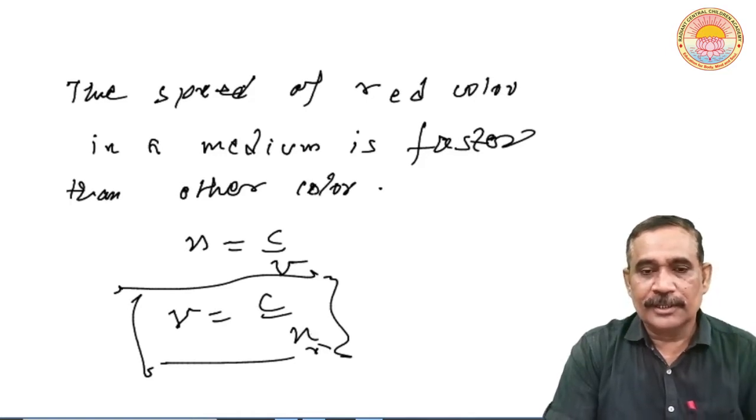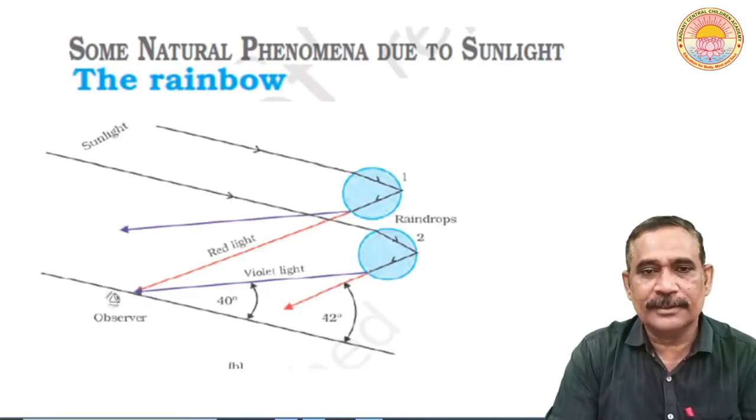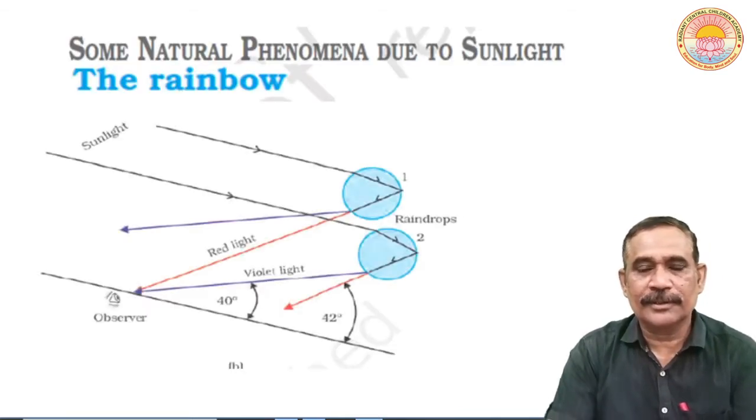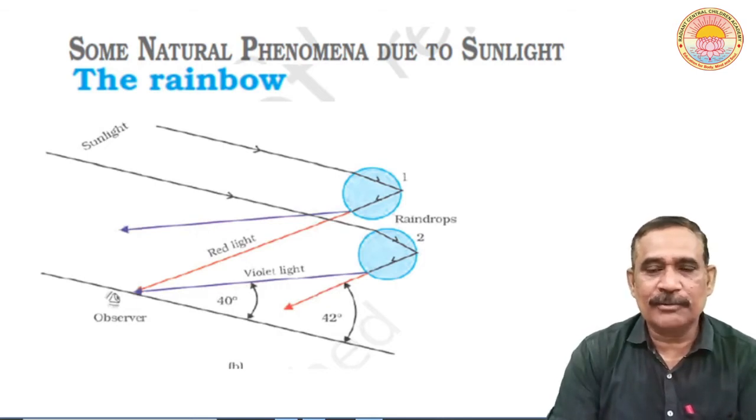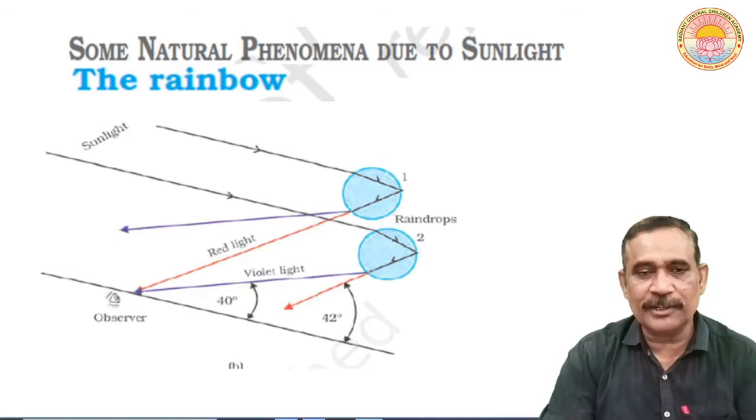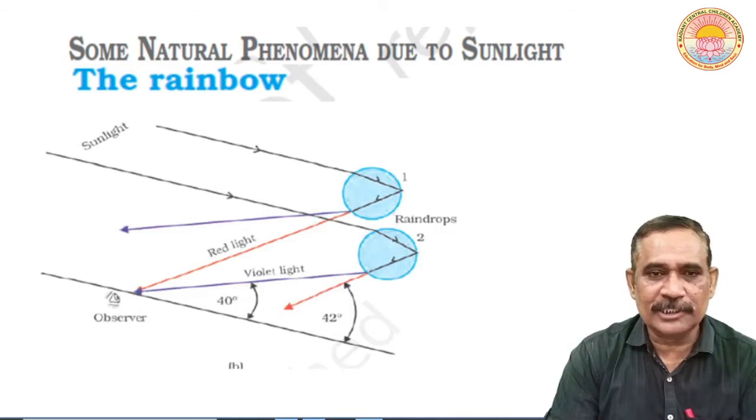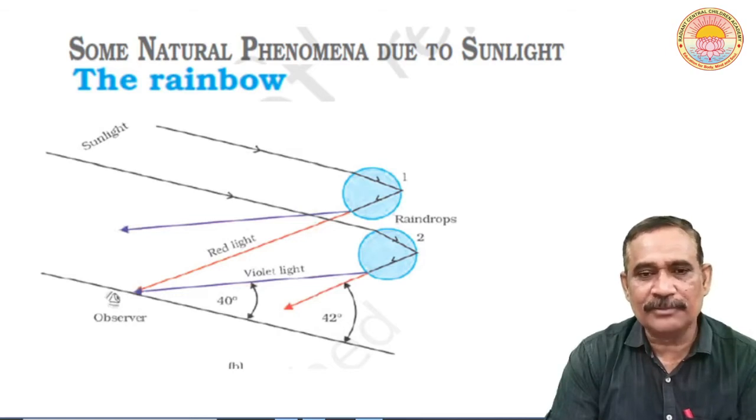Now next topic, you see the rainbow. So how is the rainbow formed? It is a natural phenomenon. The rainbow is formed just after rain, when the white light, or the sunlight, is incident on the water drops present in the atmosphere and the position of the sun is just behind the head of the observer.